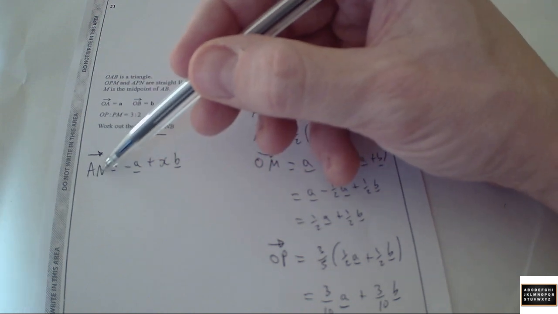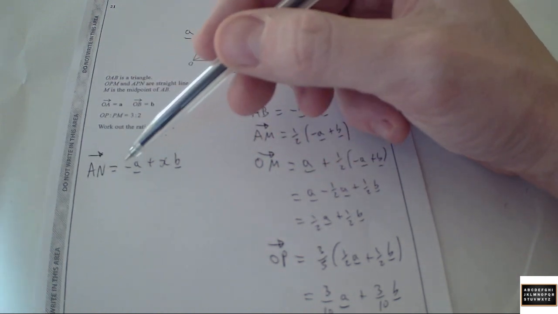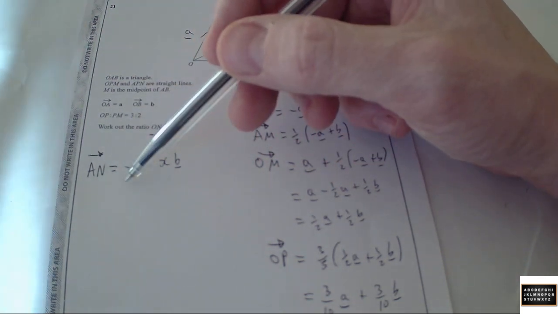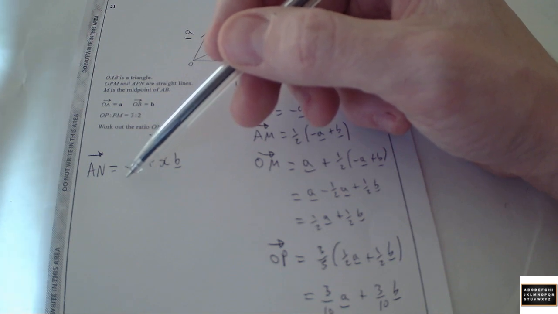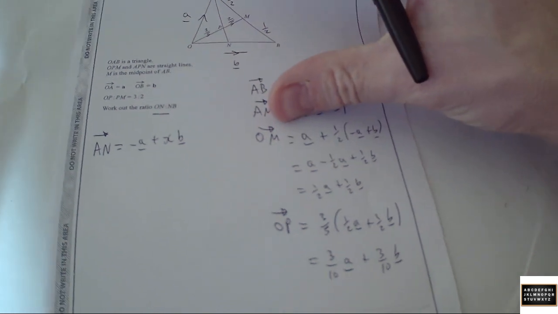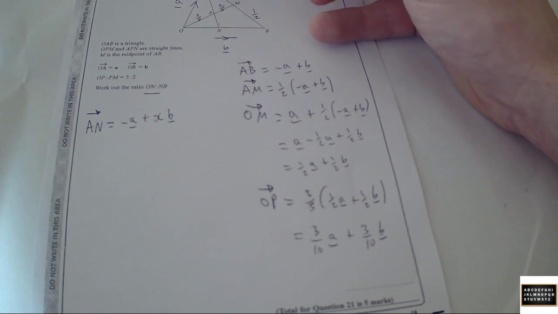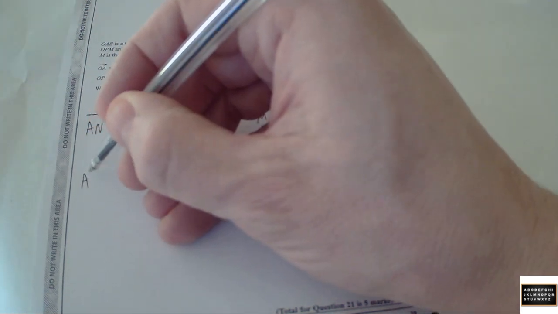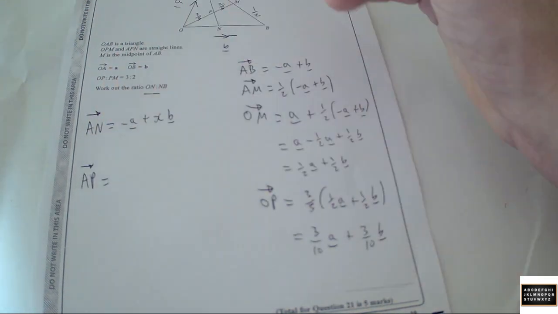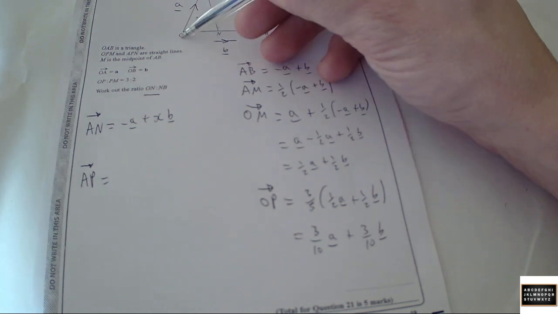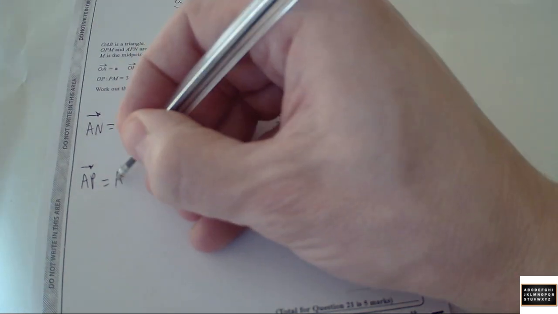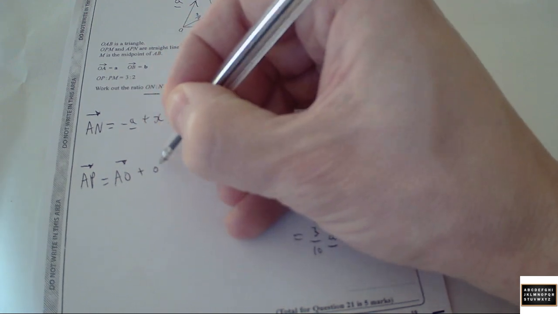So that's one vector expression for A to N that I can get. Now the other thing worth knowing is that we can work out what A to P is. A to P, we can actually work that out. How do I get A to P? Well, that's going to be A to O and O to P. So you can see that, A to O and O to P.